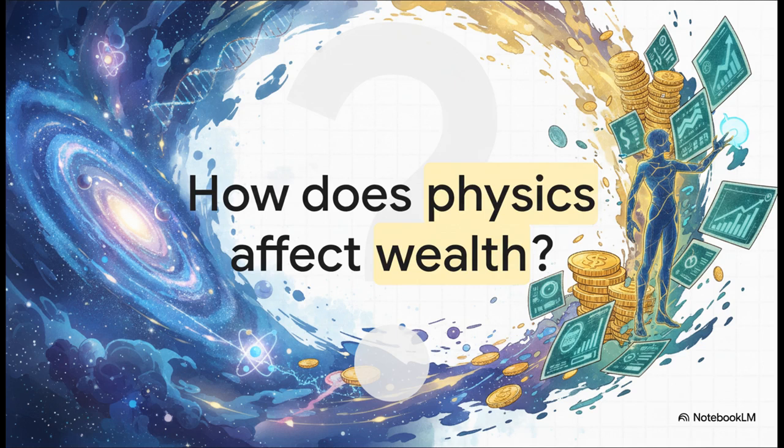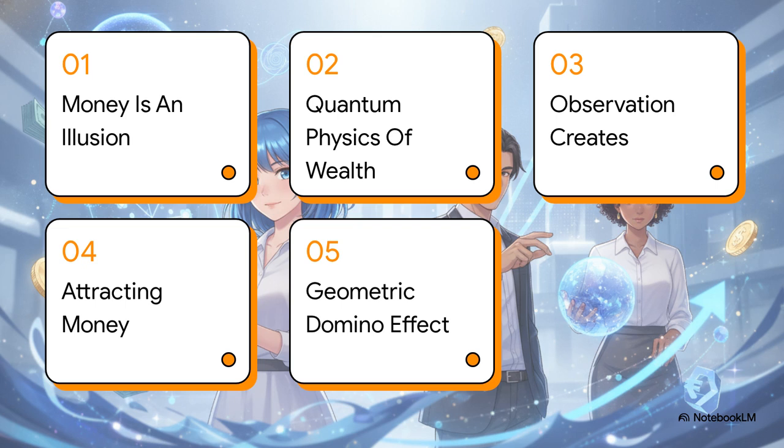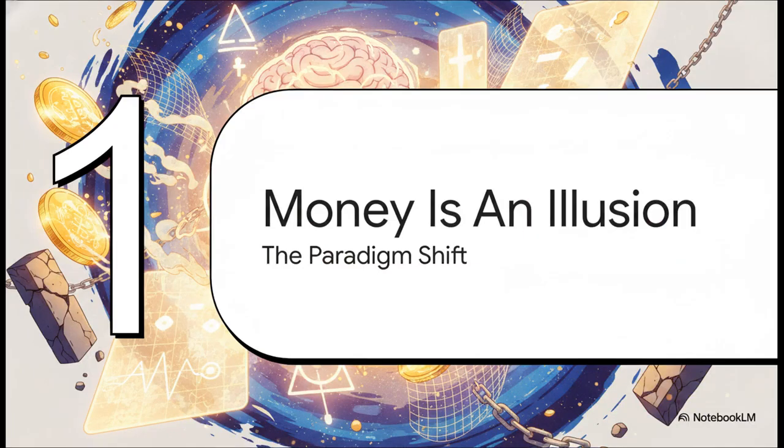They reveal that wealth creation is actually governed by the exact same energetic laws that govern literally everything else in the universe. Here is a quick roadmap for today's explainer. 1. Money is just an illusion. 2. The quantum physics of wealth. 3. Observation creates your reality. 4. Stop chasing, start attracting. And 5. The geometric domino effect. Let's get to it.